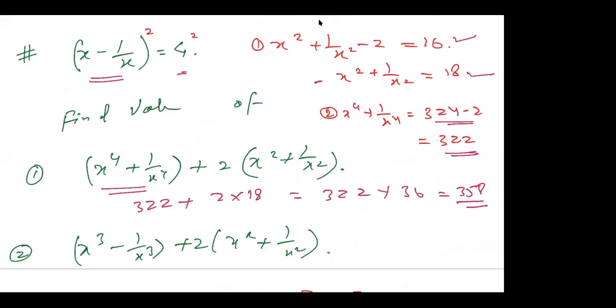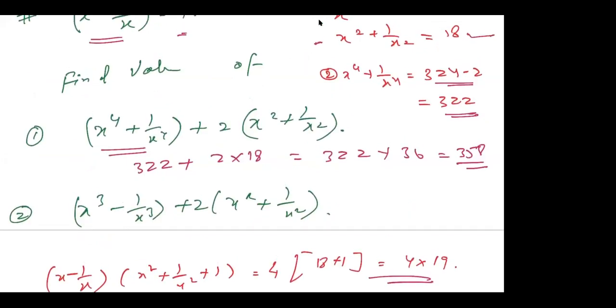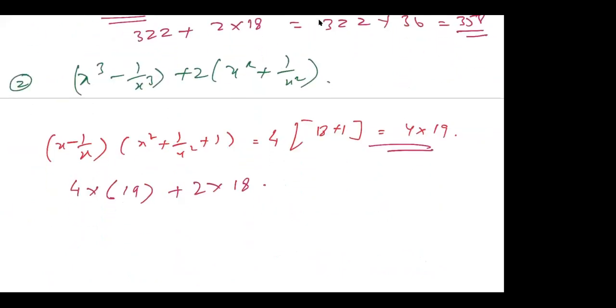x cube minus 1 by x cube, right? x minus 1 by x was 4, into x square plus 1 by x square, 18 plus 1, 19, right? So this we are getting, plus 2 times x square plus 1 by x square, we already know this is 18. Okay. So, something like this.